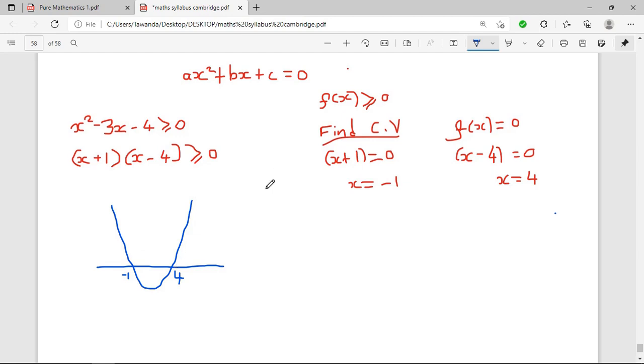We want to find the region where our f of x is greater or equal to 0. As you can see, this region that I'm shading, our function is above the horizontal line. So the function is greater or equal to 0 if the graph lies above the horizontal line. The region that I'm shading satisfies the inequality. This region is for x greater or equal to 4.